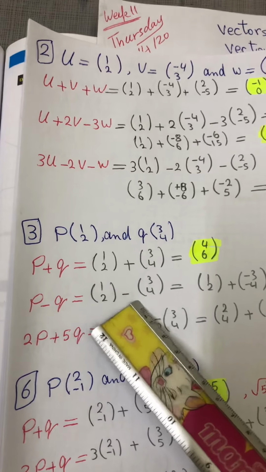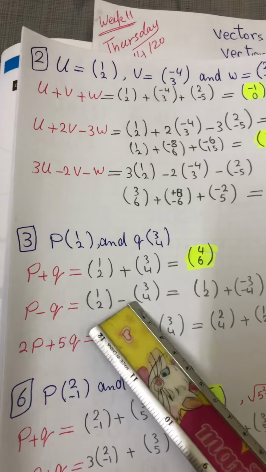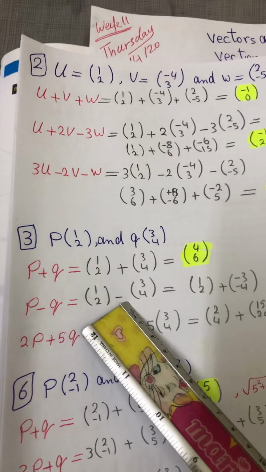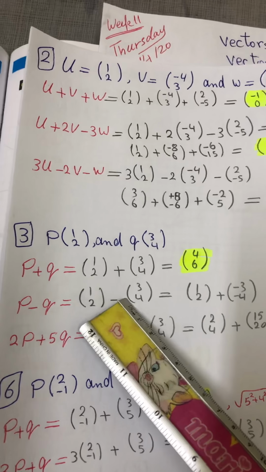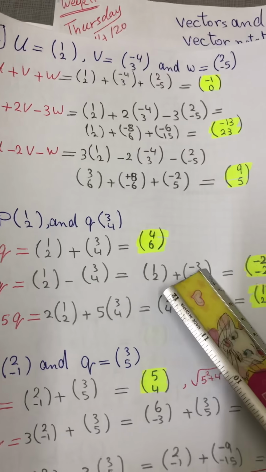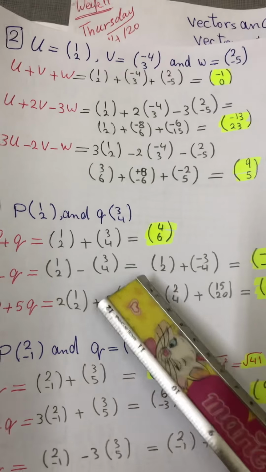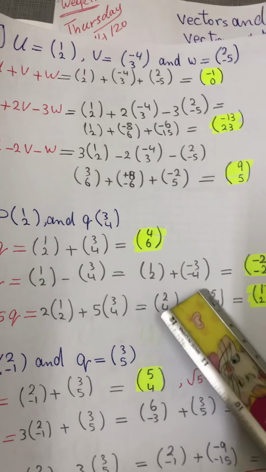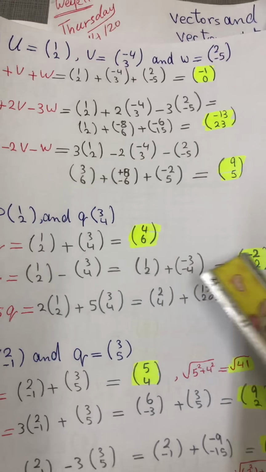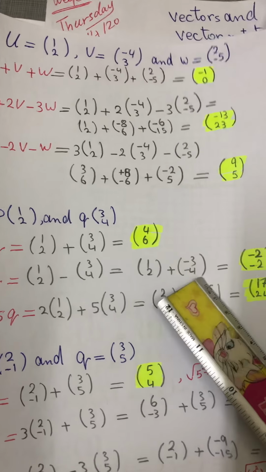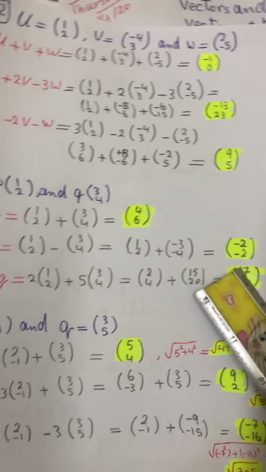P 1, 2 minus Q 3, 4. But this minus must be distributed by this vector and change it into addition. Consider yourself have here 1. So negative 1 multiply 3 equal negative 3. Negative 1 multiply 4 equal negative 4. Now you have 1, 2, negative 3, negative 4. 1 and the negative 3 take the sign of bigger, subtract negative 2. 2 and the negative 4 take the sign of bigger and subtract negative 2.